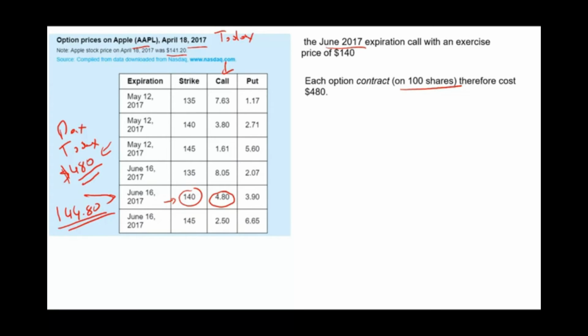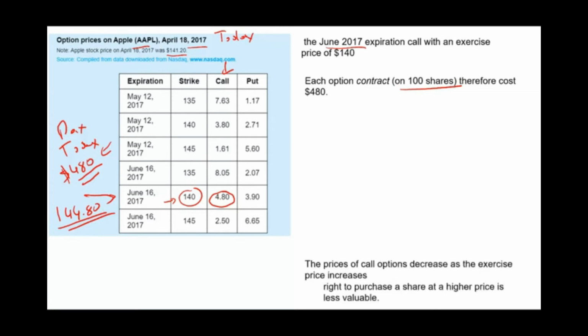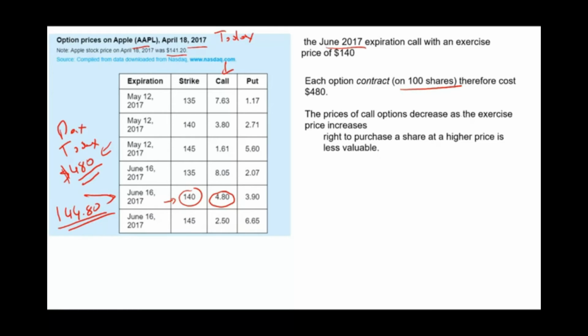Okay? Now, so this is the call price. Notice the price of the call option decreases as the strike price increases. If we look at the same date, June 16, 2017, notice this option: if you want to buy at $145, you only have to pay $250. This makes sense because your cost is higher, therefore you're going to pay less of a premium. As the strike price goes up, it's worth less for me, therefore I have to pay less of a premium. So you can pay $250 to buy Apple stock for $145 on the same date.